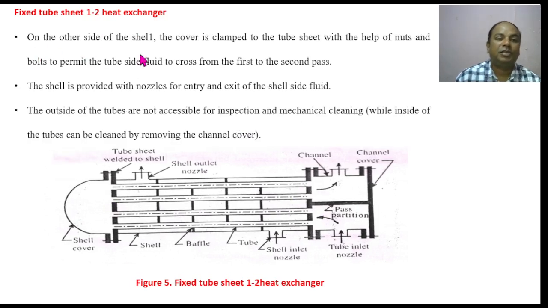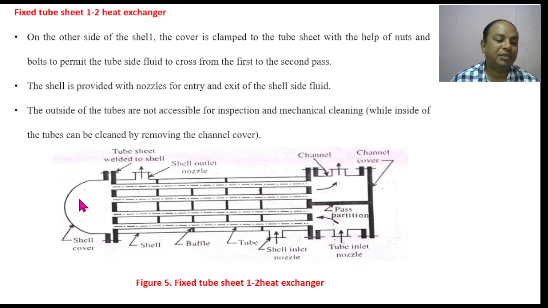Next part is on the other side of the shell. Okay, here is the other side of the shell. In the heat exchanger, one side has a channel with an inlet and outlet as well as the pass partition, but the other side of the heat exchanger is clamped.